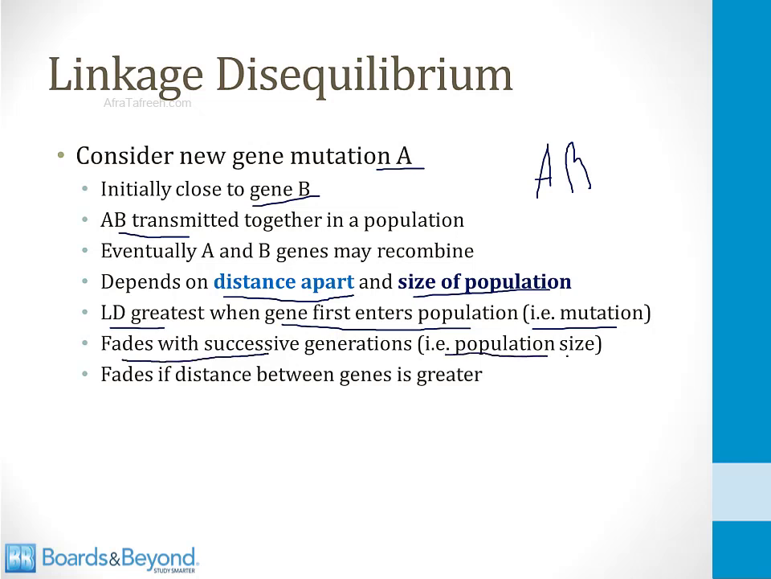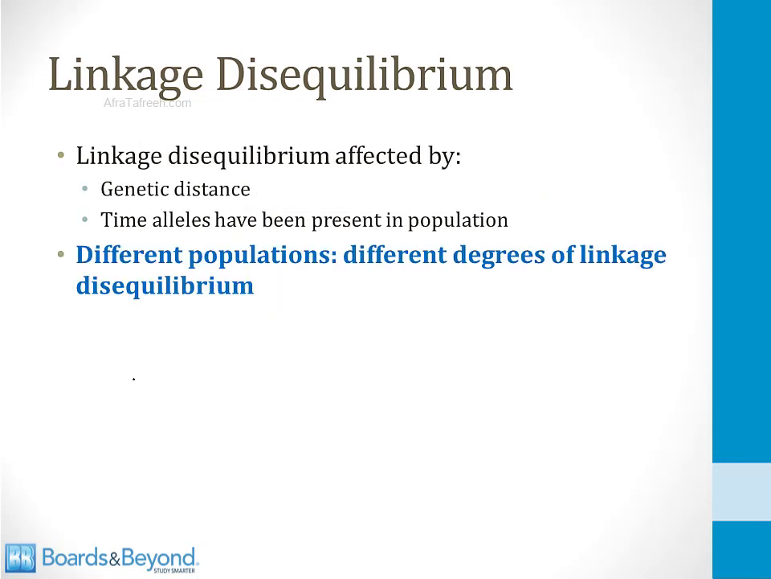In other words, as the population grows, you will see less linkage disequilibrium. It will also fade if the distance between A and B is greater. So I've summarized these points on this slide. Linkage disequilibrium is affected by the genetic distance between two genes and the times the alleles have been present in a population. And a key point here is that different populations can display different degrees of linkage disequilibrium.